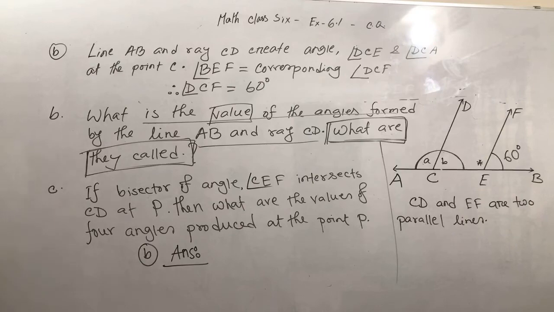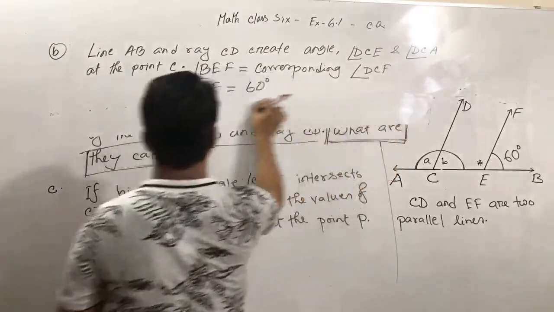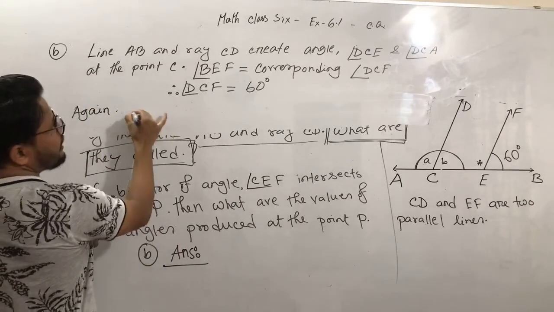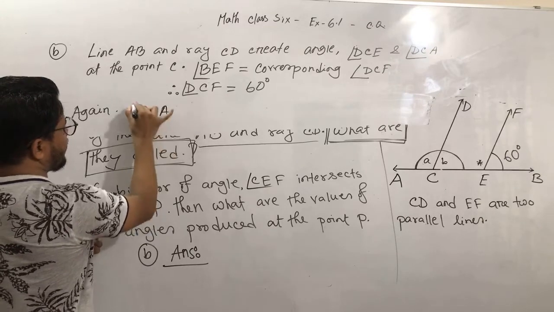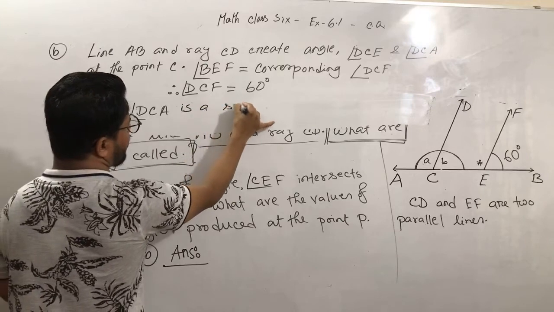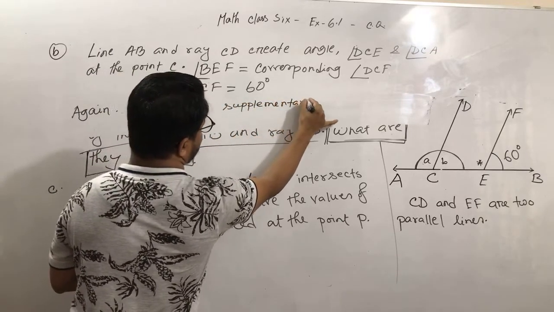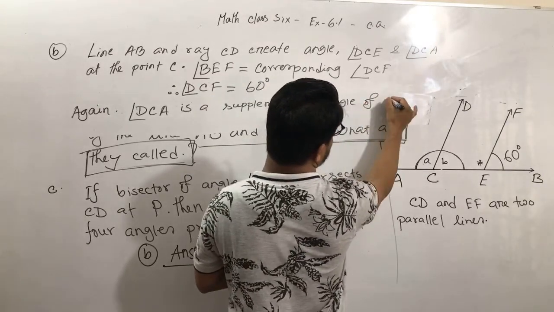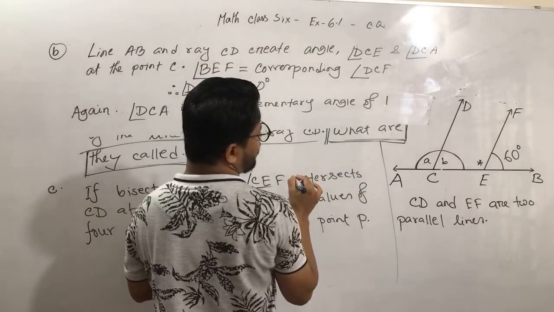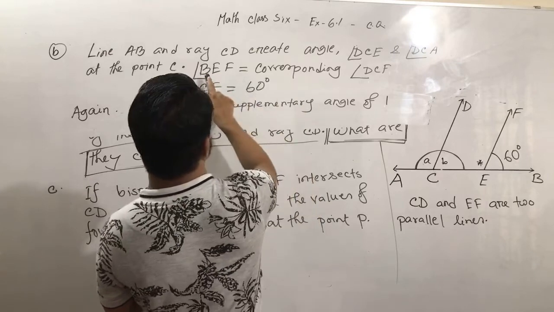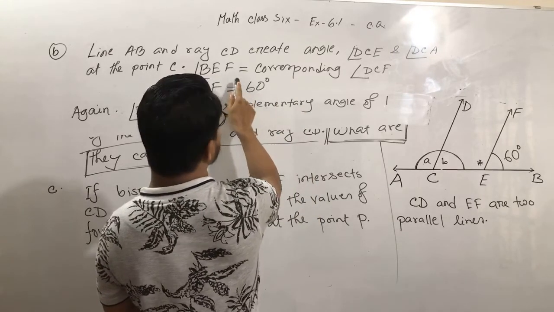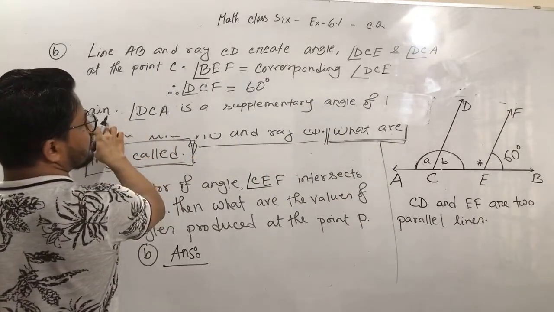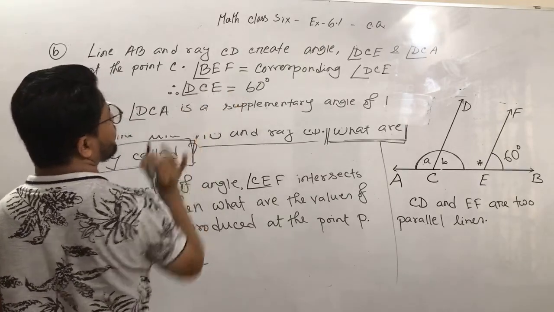Then another part here, we can erase this line again. ACD angle or DCA angle is a supplementary angle of DCE. The corresponding angle of BEF is a corresponding angle of DCE. So now again, this one will be DCE. We have made a mistake here.